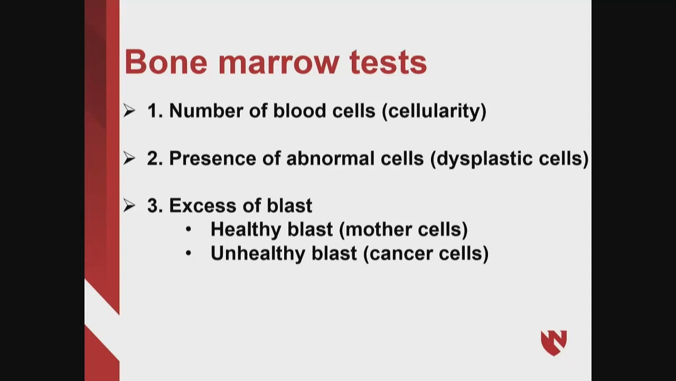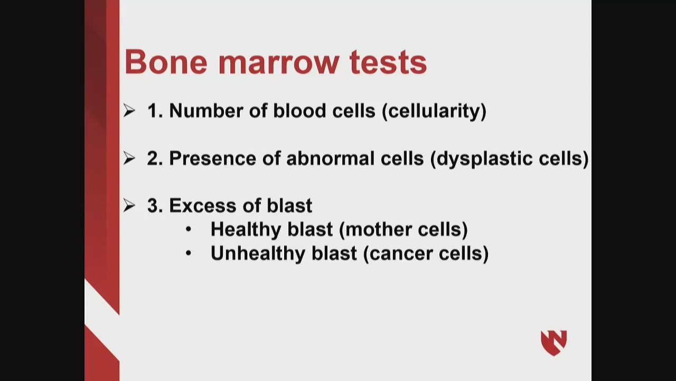So when we do a bone marrow biopsy to confirm the diagnosis of MDS, we look at a few things. One is how many cells are there. So we look at whether there is an excess amount of cells, a normal amount of cells, or less than a normal amount of cells. That gives an idea about what's going on, and I'll talk a little bit more about that. And then whether the cells look normal or abnormal. So we look at dysplastic cells, and then we look at blasts.